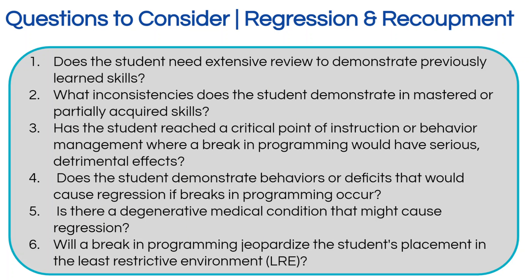We just shared a lot of information regarding regression and recoupment. Think about the following questions to consider. 1. Does the student need extensive review to demonstrate previously learned skills? 2. What inconsistencies does the student demonstrate in mastered or partially acquired skills? 3. Has the student reached a critical point of instruction or behavior management where a break in programming would have serious detrimental effects? 4. Does the student demonstrate behaviors or deficits that would cause regression if breaks in programming occur? 5. Is there a degenerative medical condition that might cause regression? 6. Will a break in programming jeopardize the student's placement in the least restrictive environment, LRE?